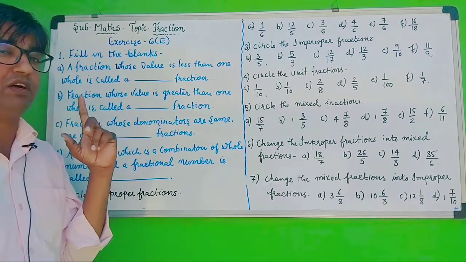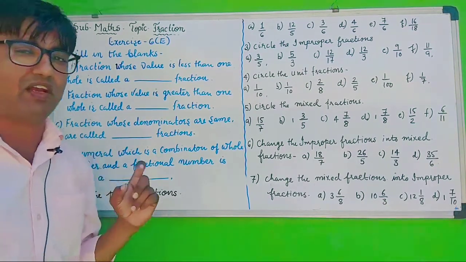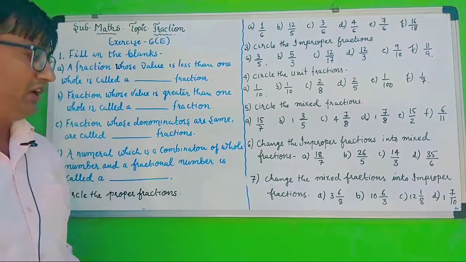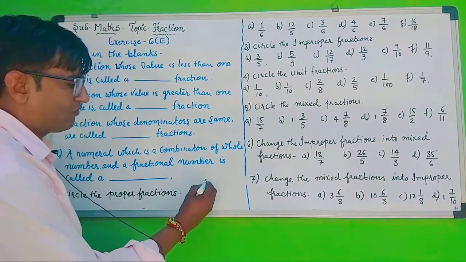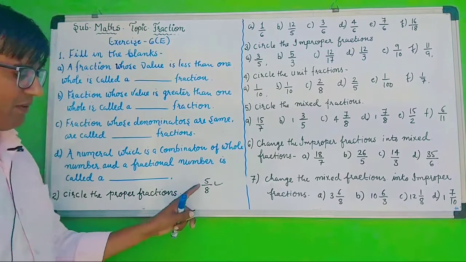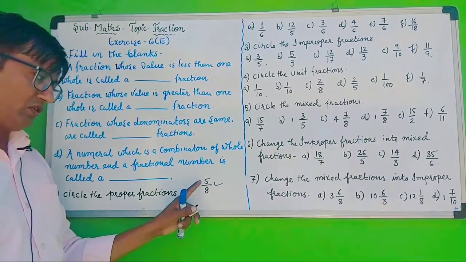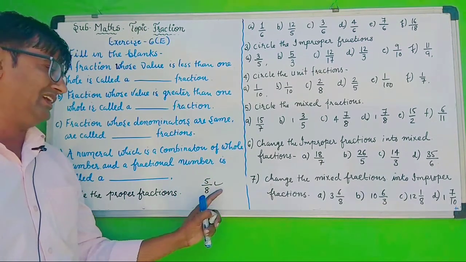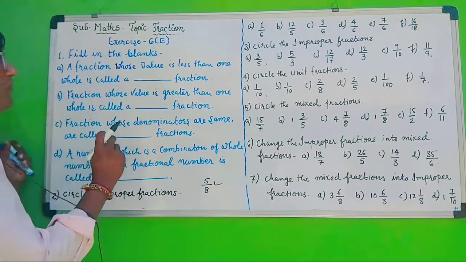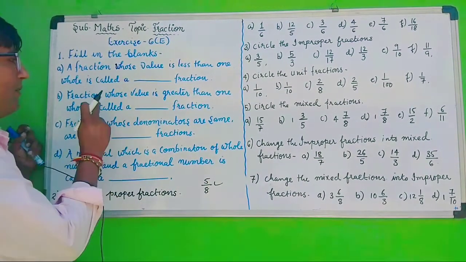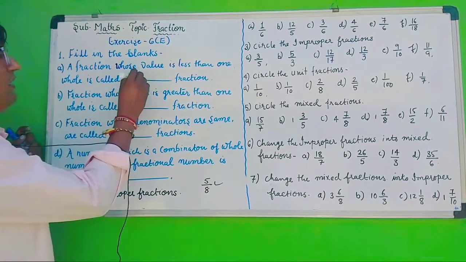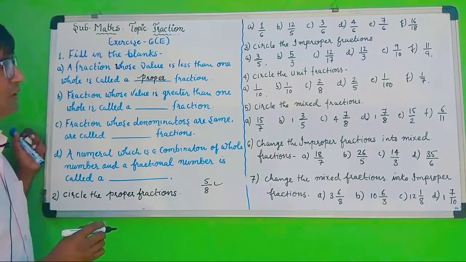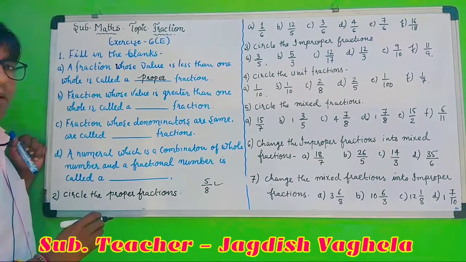Children, I have explained the proper fraction. A proper fraction is a fraction in which the numerator is smaller than the denominator. Suppose 5 by 8 is here, this is a proper fraction. Whenever in a proper fraction the numerator is smaller than the denominator, it is less than 1 whole. So the answer of the first blank: a fraction whose value is less than 1 whole is called a proper fraction.